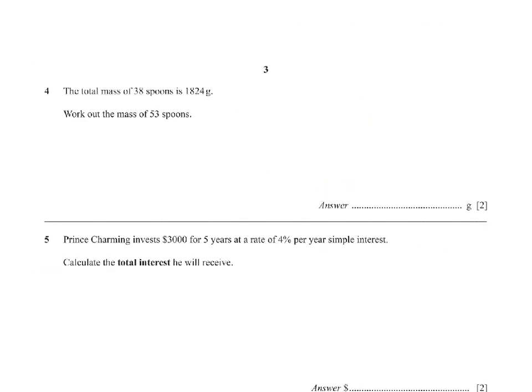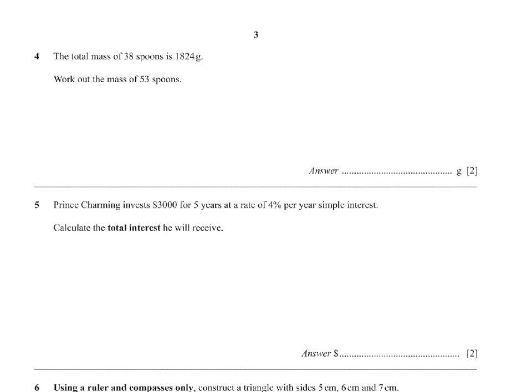So we are now at question 4, and we're doing paper 11, May-June 2015, so the core curriculum. Question 4: the total mass of 38 spoons is 1,824 grams. Work out the mass of 53 spoons. Now, we always want to show working, but especially if it's more than 1 point, it is important to show all working. What can you do? Well, let's find out the mass of 1 spoon.